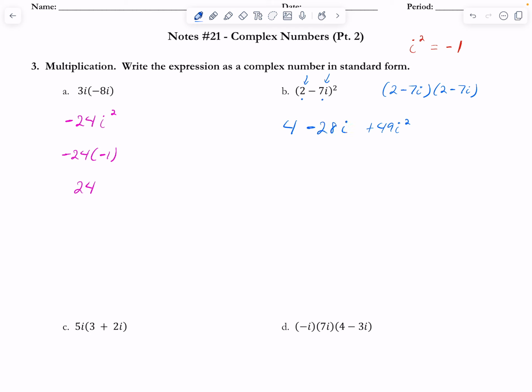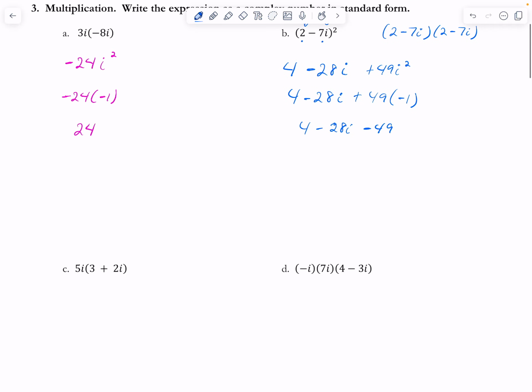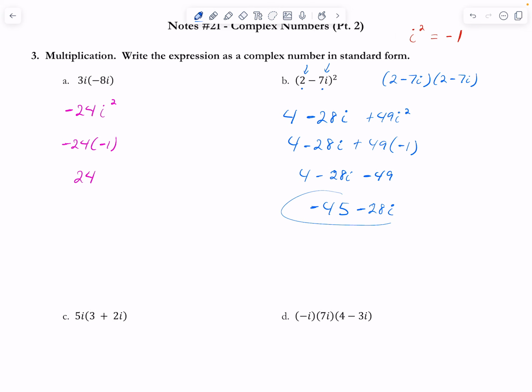Now, like we mentioned earlier, whenever you see that i squared, you have to continue the problem because that's actually going to be a real number. So that's times -1. So 4 minus 28i minus 49. Do 4 minus 49, which is -45 minus 28i. All right, so that is going to be our answer for part B. Okay, let's do the next one here.